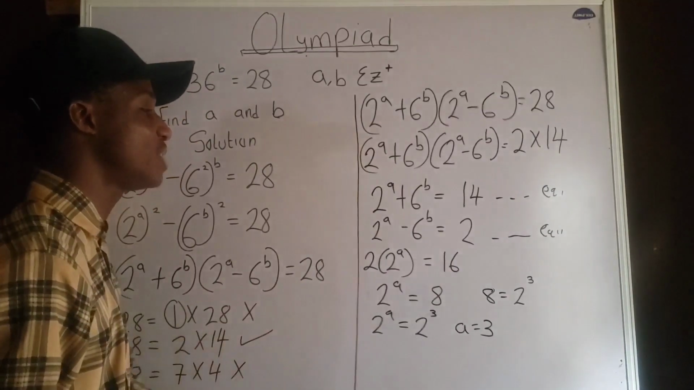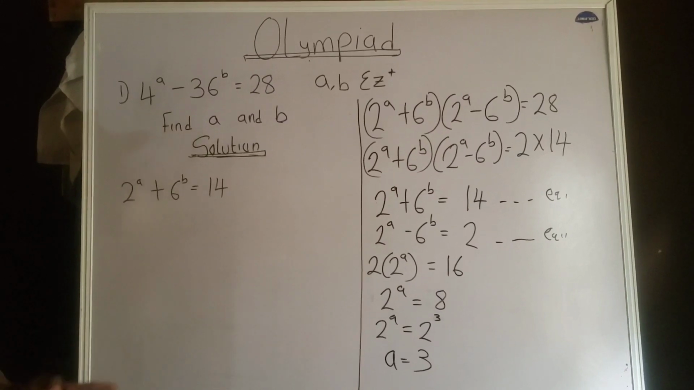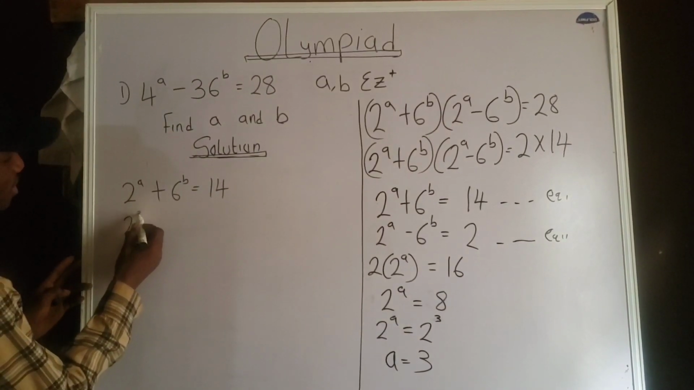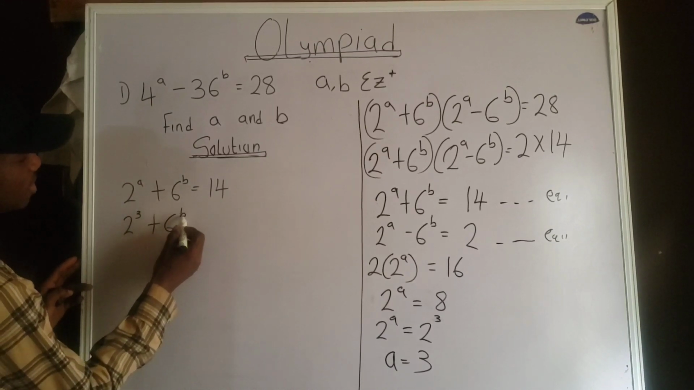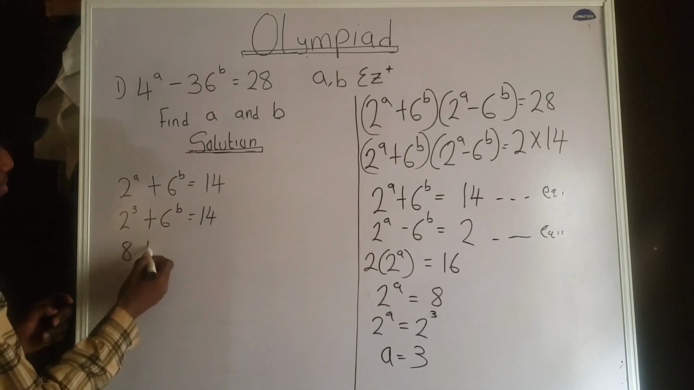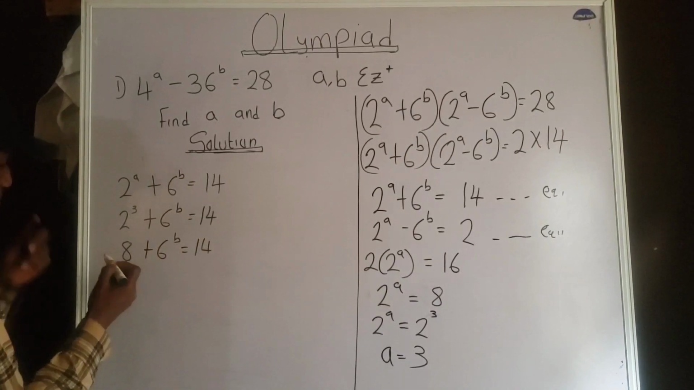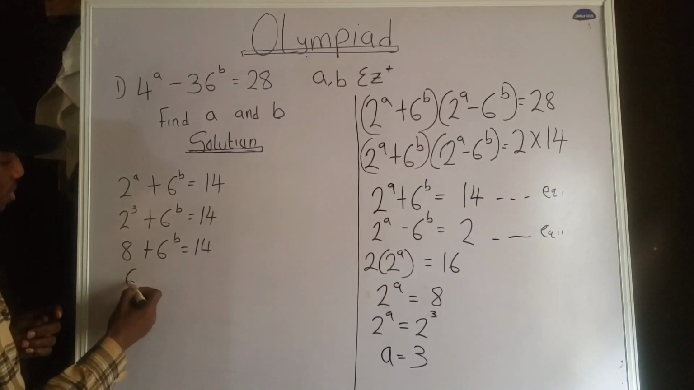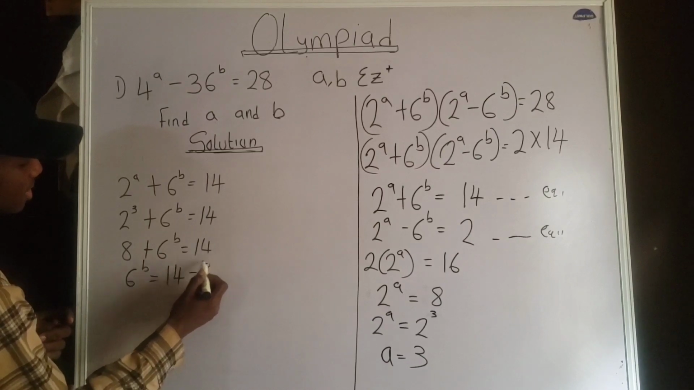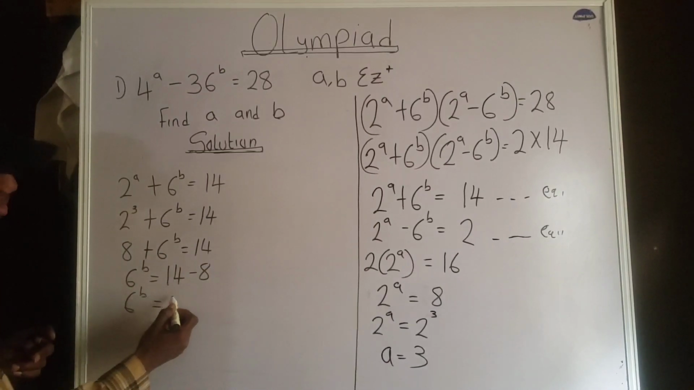Now we can get the value of b by just substituting the value of a into any of these equations. Let us substitute a into equation 1. We have a is equals to 3, so I'm going to have 2 raised to the power of 3 plus 6 raised to the power of b is equals to 14. 2 raised to the power of 3 is 8, so I'm going to have 8 plus 6 raised to the power of b is equals to 14. 6 raised to the power of b is equals to 14 minus 8, which is 6.